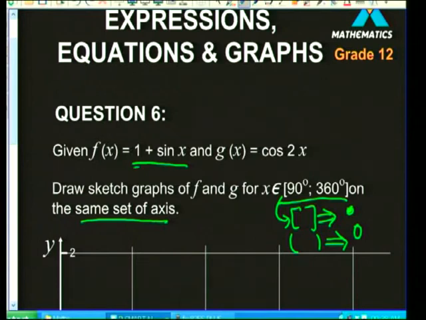Now this here is actually what we call a vertical shift. In other words, we're taking the function and we're shifting it either up or down. If it's positive, like in this case, it's shifted up. If it's negative, it's shifted down. And this number in front tells you the number of units that you're moving it. So let's go into this question.